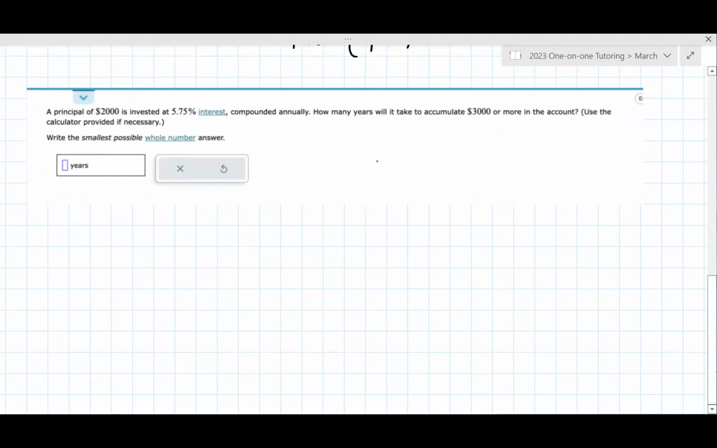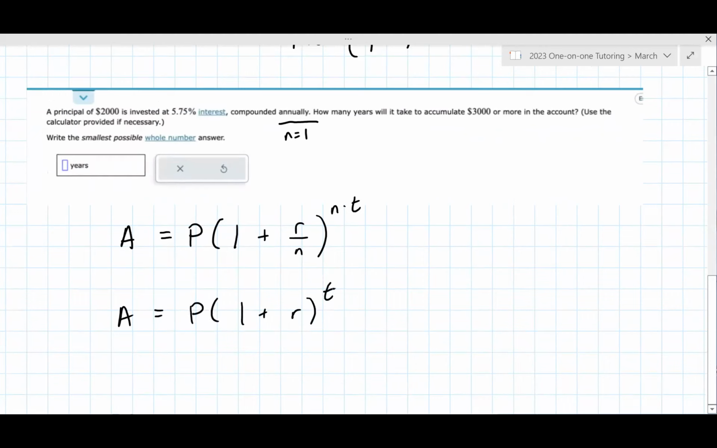So the equation here, it's kind of like what we've been using, but I'll just make it more generalized. So the future amount is the amount you're starting with, 1 plus r divided by n, to the n times t power. This looks maybe a little bit overwhelming, but because it's compounded annually, n equals 1. So it really simplifies this. It becomes 1 plus r to the power of t. And your r is the 5.75. So in your calculator, just like we did before, you're going to divide by 100.